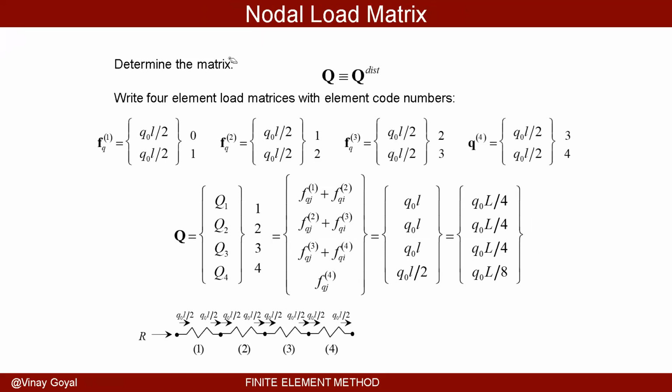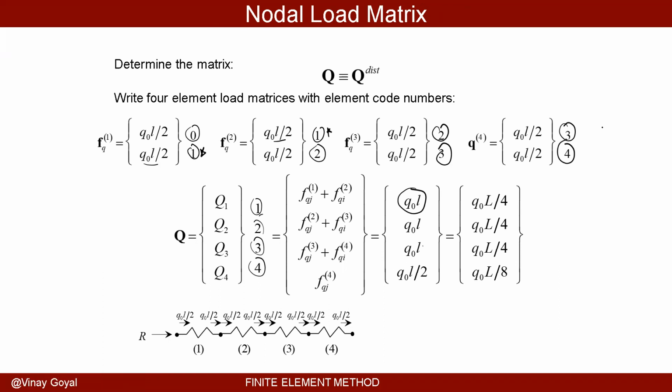And I'll use the same procedure. For element 1, I have 0 and 1. The local numbers, 1 and 2, 2 and 3, 3 and 4. Globally, I have 1, 2, 3, and 4. So I look for 1. I see a 1 here, and I see a 1 here. I don't see a 1 in element 3 and 4. So that means that element number 1, this needs to be added to that one, and I get Q naught L. And you can see that I can keep filling this up.